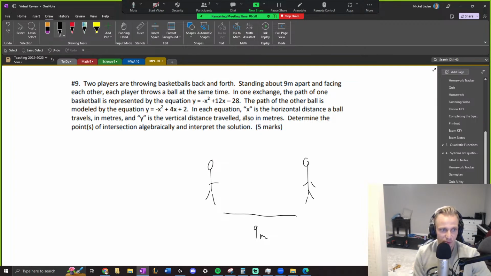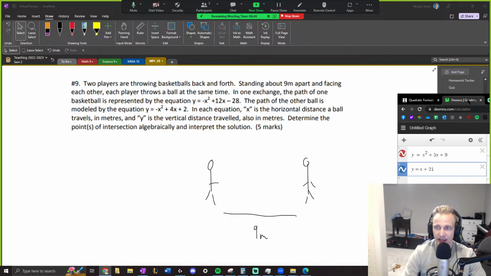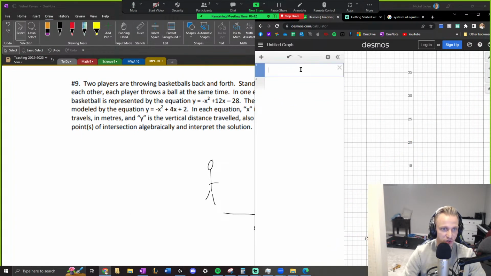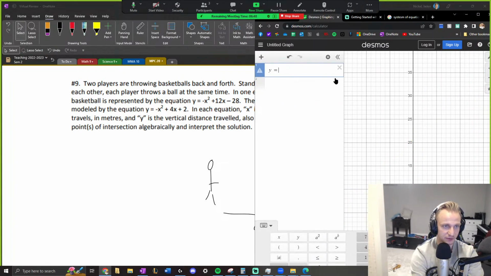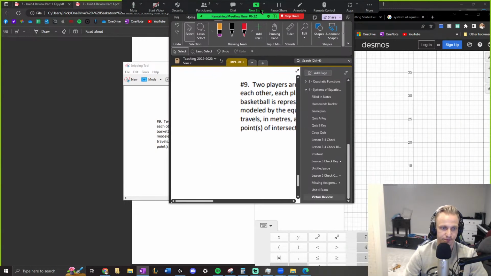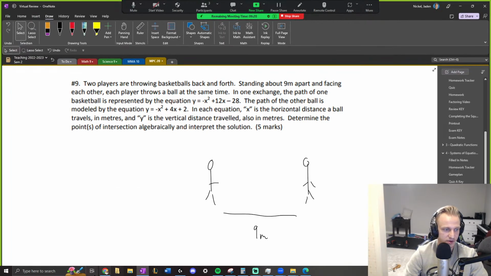So if we're looking for a point of intersection, I'm going to spoil this question a little bit for you already. What I'm going to do is cheat and show you what the answer should look like. If we're looking for a point of intersection, we are looking for either an elimination or a substitution of these two equations. So there's that one, and here's the other one.